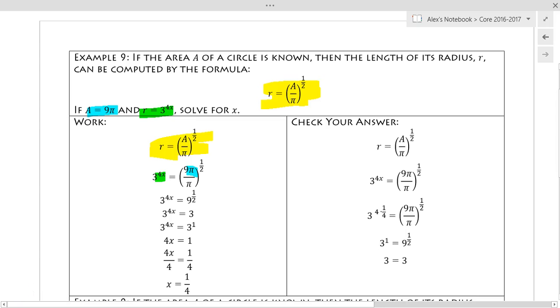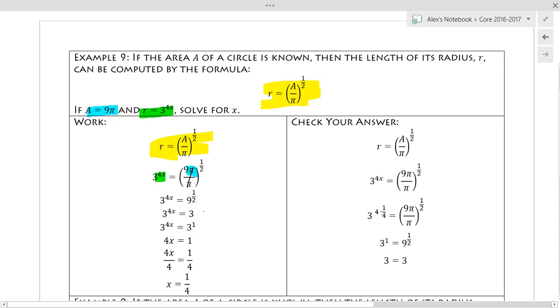If you look here, in this next step, I cancel out my pi's, because pi divided by pi is just 1. So I just have 3 to the 4x equals 9 to the 1/2, and 9 to the 1/2 is 3. Okay, we get to this step here.